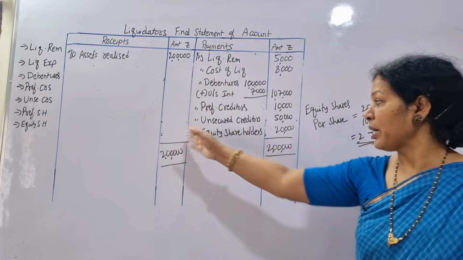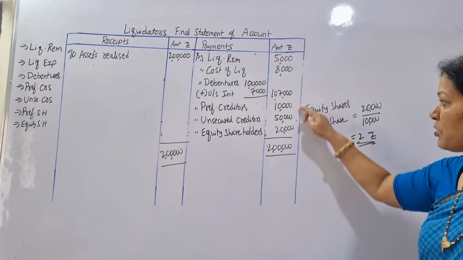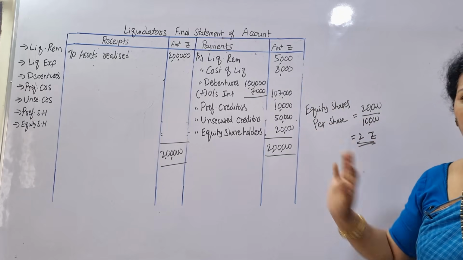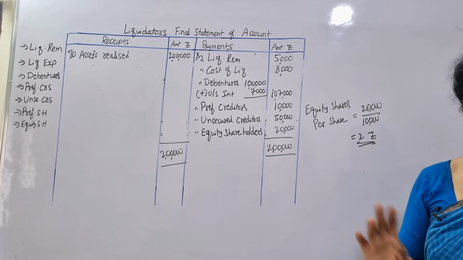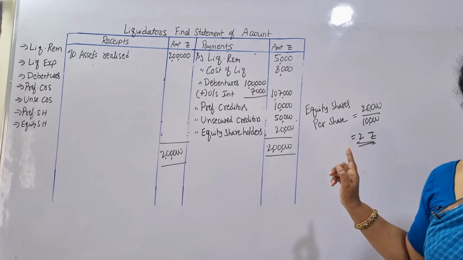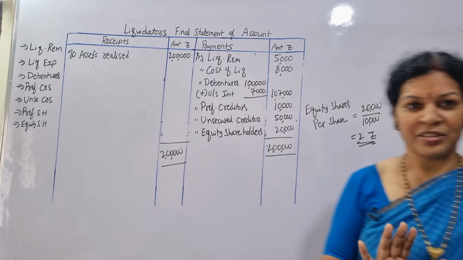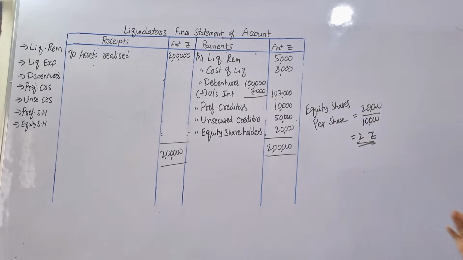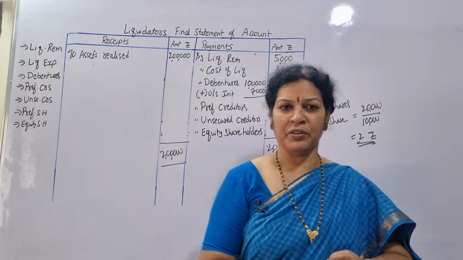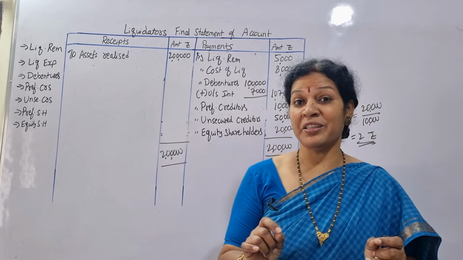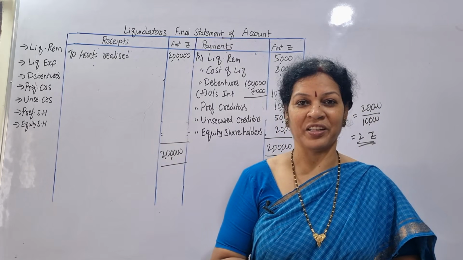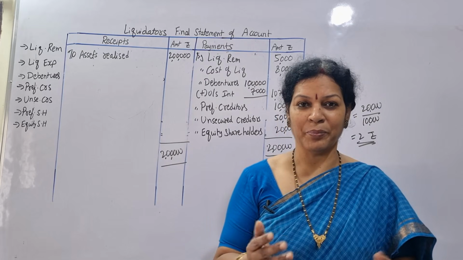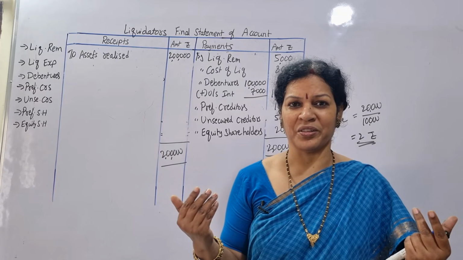We have funds of 2 lakh rupees. We disbursed all these things, and after that the left over is only 20,000. With 20,000 we are making a payment of 2 rupees only per share. Am I clear? Simple problem, you only need to understand. Want to take a screenshot? From the next problem onwards, we'll have liquidator remuneration calculations also. That's more important. You understood this basic problem, right?